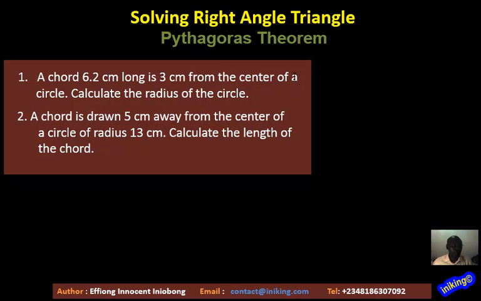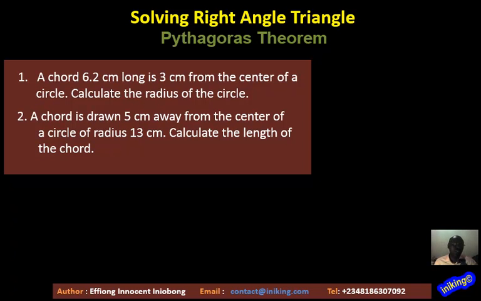We're still on solving right angle triangles. On the screen here we can see two questions. The first one states a chord 6.2 centimeters long is 3 centimeters from the center of a circle. Calculate the radius of the circle.